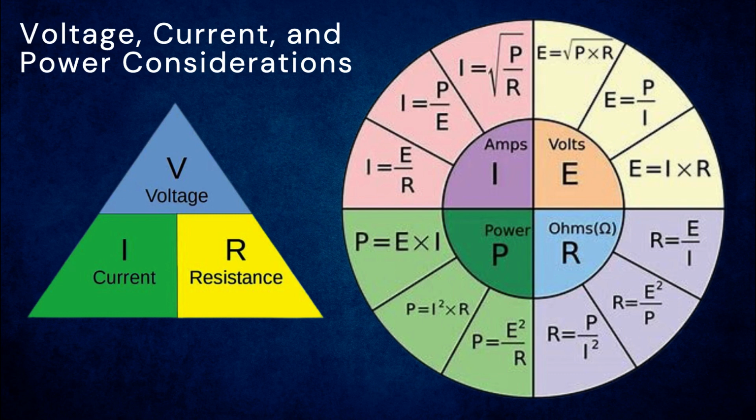Properly designing circuits with the appropriate voltage levels ensures that connected devices receive the energy needed to function optimally, preventing underpowered or overpowered scenarios that could lead to inefficiencies or even damage.